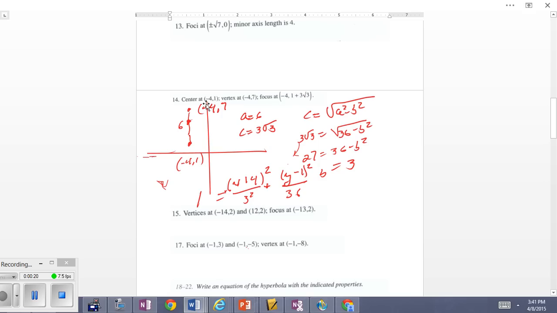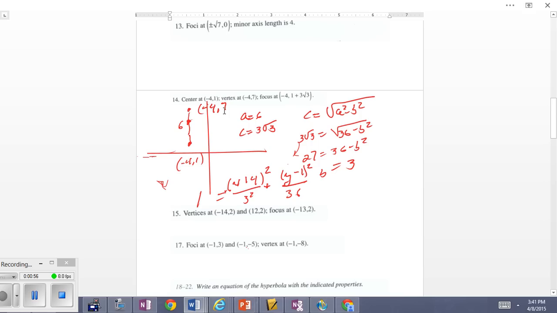We've got the center at -4, 1, and I'm just going to roughly plot these. There's -4, 1. I've got the vertex at -4, 7, which is directly above it, 6 units. That is to say that the major axis is oriented in the vertical direction. And again, the distance from the center to the vertex is 6 units, so that's got to be my A value.